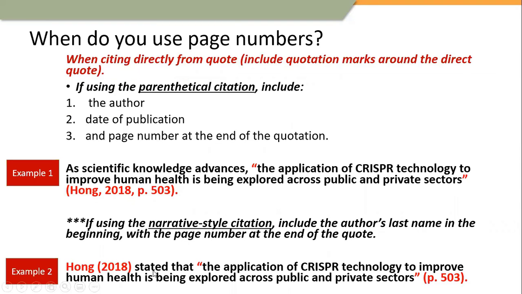Now, if you use a narrative style format, aka your citation goes at the beginning, Hung 2018 stated that, again, I'm going to take the exact words that I'm putting in directly from the other article. Everything's in quotations, as you can see here, followed by the page number at the end. So if you include a direct quote, you must also include page numbers, no exceptions.